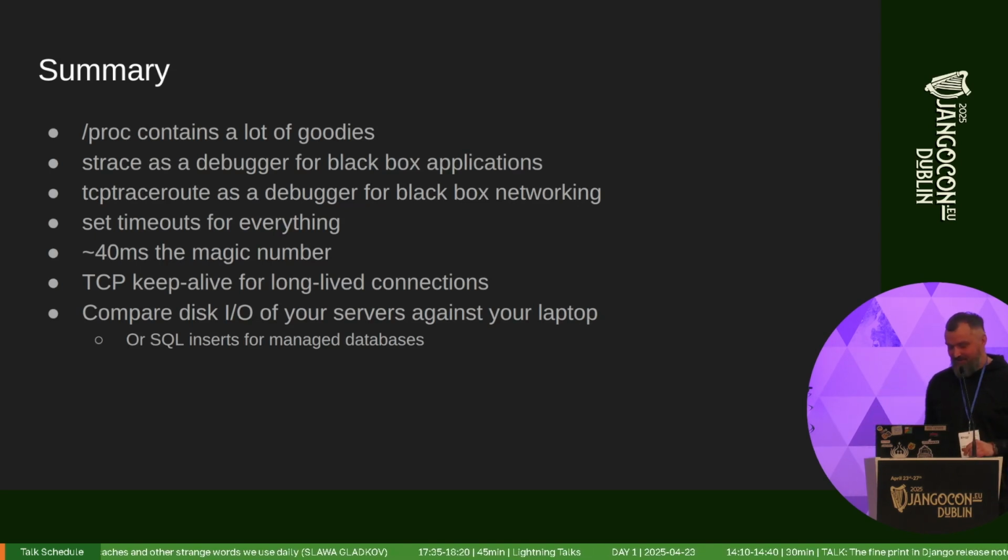So, as a summary, the process file system contains a lot of goodies. I showed just a few of them. There are many, many more, but it's probably a bit too low level and not for this talk. strace is a perfect debugger for any black box application. I do not care if your application is written in Python. Is it using clean architecture, clean code? Does it follow SOLID? Does it not? Is it complete spaghetti? Was it generated by AI? I can trace it with a debugger.